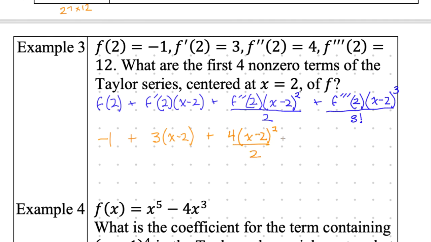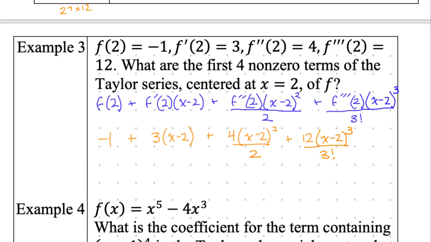Eventually, this 4 and 2 will cancel out. I'll write that simplified on the next line. And plus 12, because f triple prime of 2 is 12. It tells us that right there. Times x minus 2 to the power of 3 all over 3 factorial. Cool. Whenever you have a factorial, I think I'm just going to leave it like that. I don't want to multiply out 3 times 2 times 1, although that's 6, and 12 divided by 6 is a nice number. Whatever, I'm going to leave it like that.